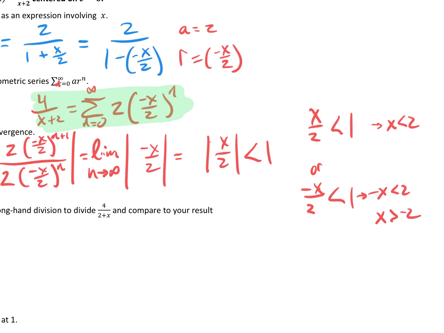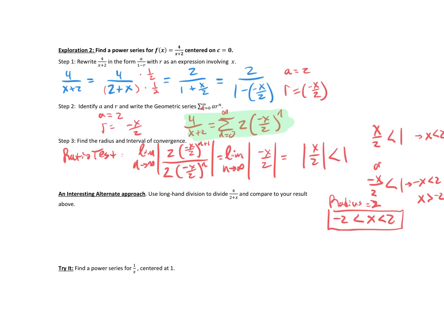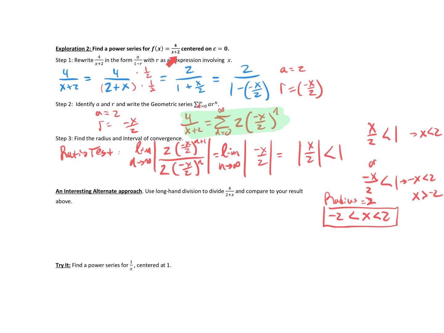So what does that tell us? That tells us that our radius is going to be 2. And we know that x is less than 2 and greater than negative 2. So now we just converted the rational function here into a series. That would be a perfect match between negative 2 and 2.